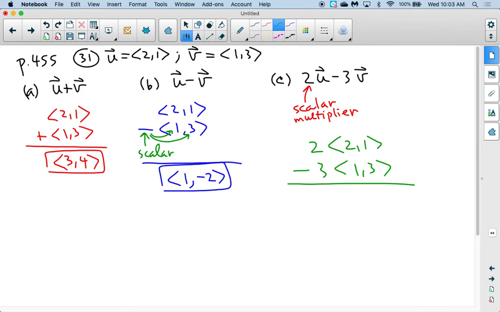If you're doubling a vector, notice you're not changing the direction. You're basically just changing the magnitude. You're literally doubling the magnitude. If we're multiplying this first vector by 2, if you think of it as going 2 miles east, 1 mile north, now we're going 4 miles east and 2 miles north. And the 3 does the same thing with the v vector. Now we're subtracting them. So what do we get here? In the end, we get 4 minus 3, so 1, and 2 minus 9, -7.